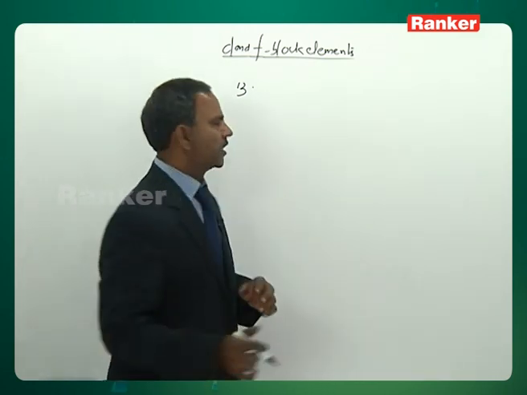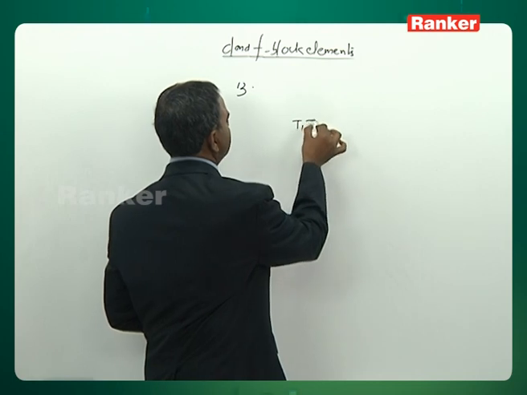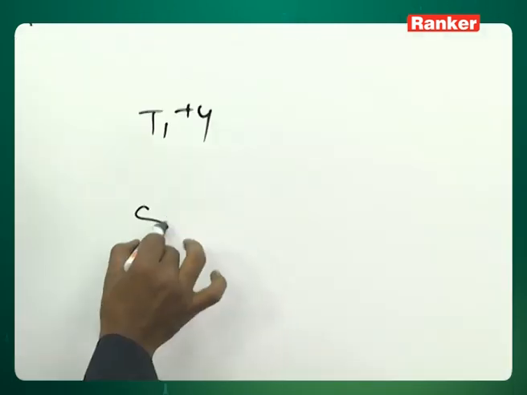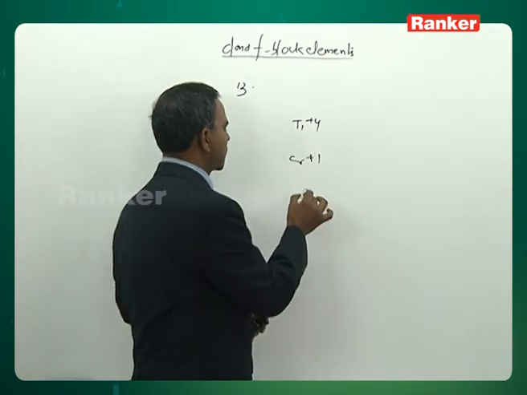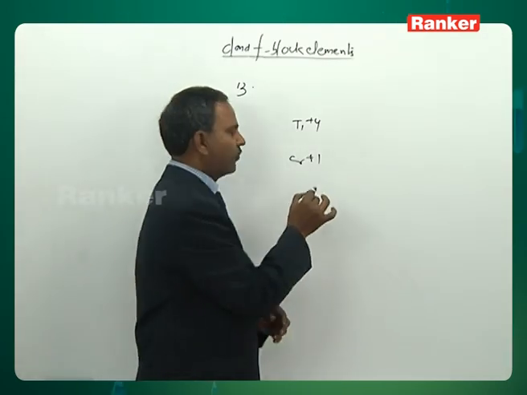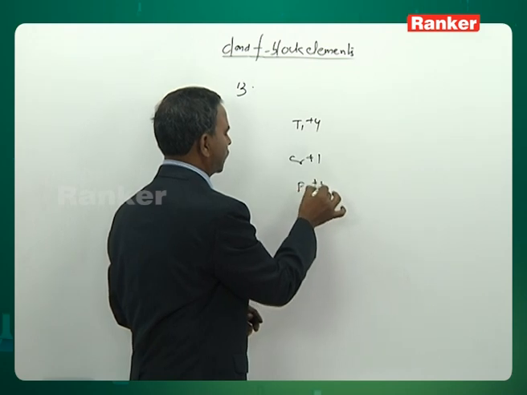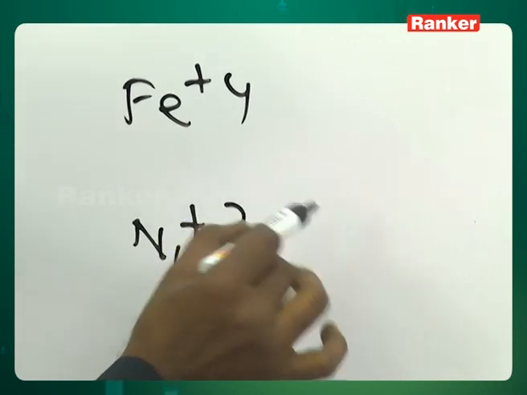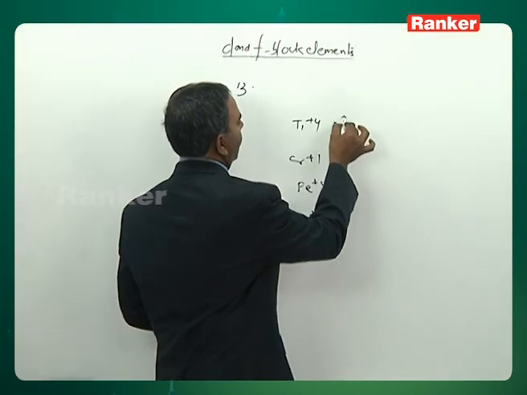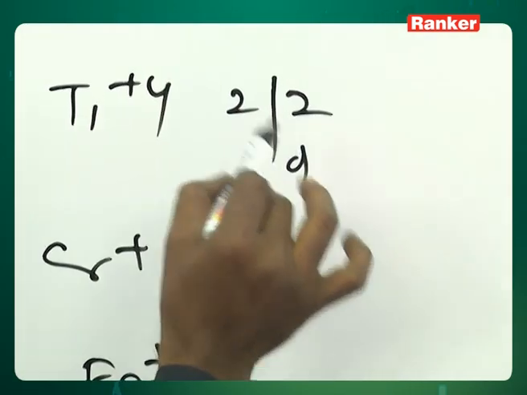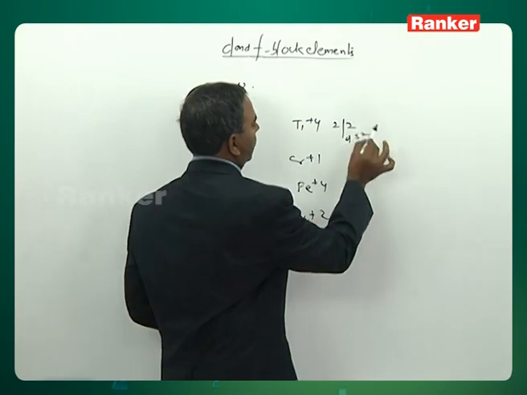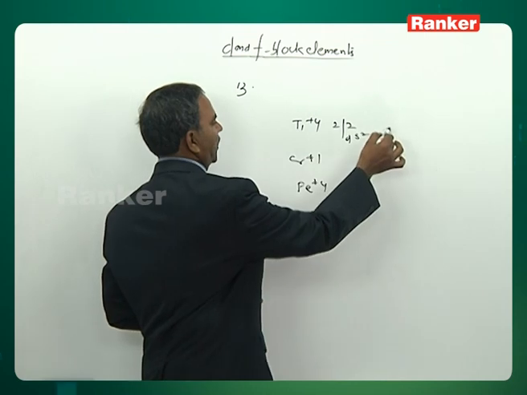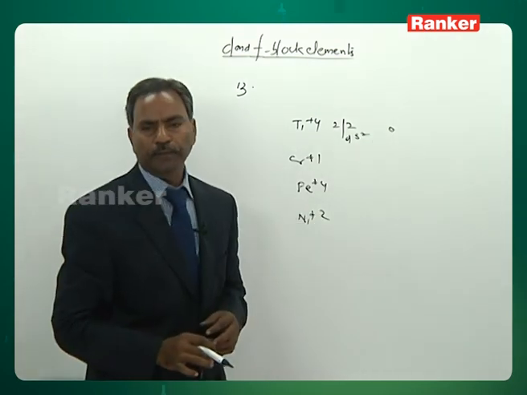So first let us see titanium plus 4, chromium plus 1, Fe plus 4, and nickel plus 2. Titanium, you know, is 22. I have said many times the configuration is d2s2. Titanium plus 4 means, you can easily understand, 0 unpaired electrons at all.